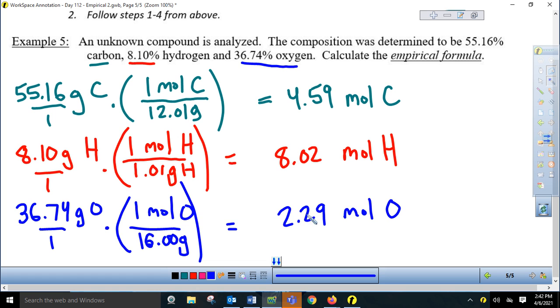So remember, now that we know moles, we can compare. We can't compare mass to mass because different elements have different masses because of different numbers of protons and neutrons. But here we know moles. So we're going to divide everything by the lowest number of moles. What we have the lowest amount of is oxygen. So we're going to divide everything by 2.29 moles.